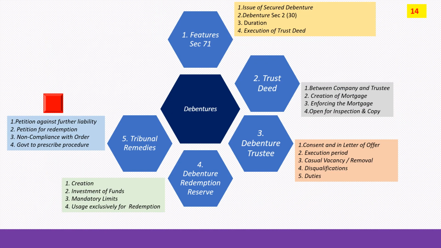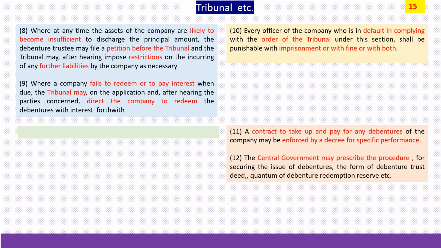Now it is time to learn about the remedies available from the tribunal and other related provisions. The debenture trustee has two opportunities to approach a tribunal for a remedy. One, in anticipation, depending on the prevailing situations. Second, on the occurrence of an event. Let us take the first one.